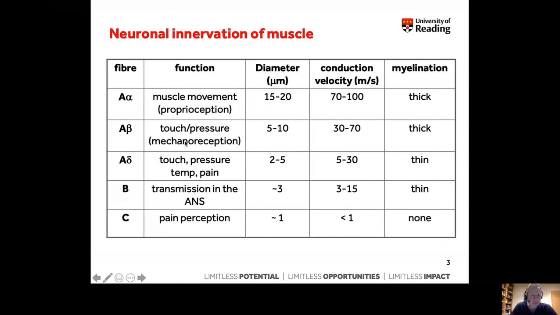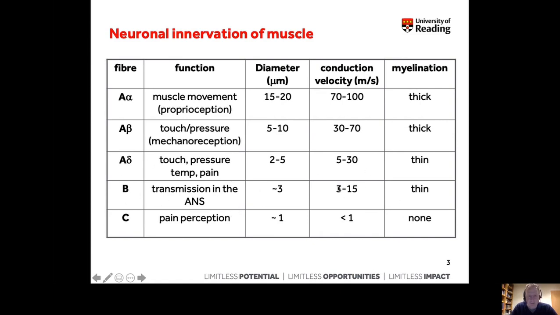If you want to know a little bit more about some of these fibers, A alpha are involved in muscle movement, proprioception that we talked about, and they tend to be quite wide diameter because they're highly myelinated. Again, this is probably something that we talked about when we talked about myelination when we talked about the action potential. So A alpha fibers have the widest diameters because they've got the most myelination, through to A beta fibers, which are involved in mechanoreception, A delta fibers, which are involved prominently in pain, as are C fibers, and B fibers are involved in the autonomic nervous system.